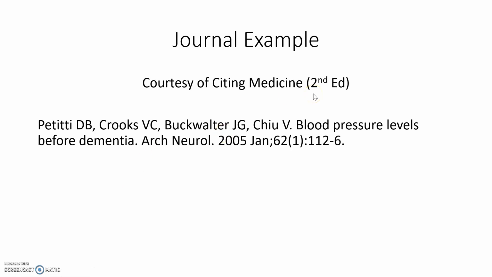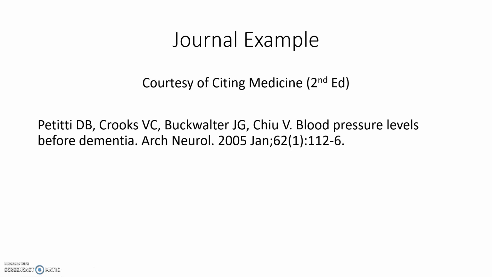This actually came from the Citing Medicine book that I pulled earlier, courtesy of Citing Medicine 2nd edition, as you can see. They chose not to use the et al. in this case because there are 4 authors. I can guarantee you if there's a 5th author, you would see an et al. right here. But once again, we have the authors, Petitti, DB, Crooks, Buckwalter, Chu, all separated by commas. There are no commas within the names.